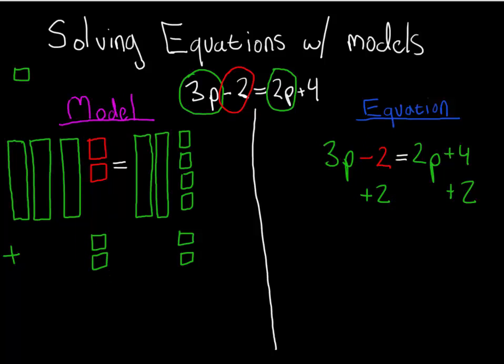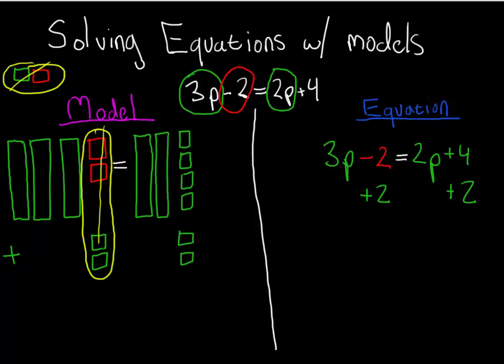It's important to remember that when you combine 1 positive unit with 1 negative unit, you get 1 zero pair. So by adding 2 positives to each side of my equation, I've created 2 zero pairs on the left side. That will cancel out. Now I'll draw the results for both my model and my equation.